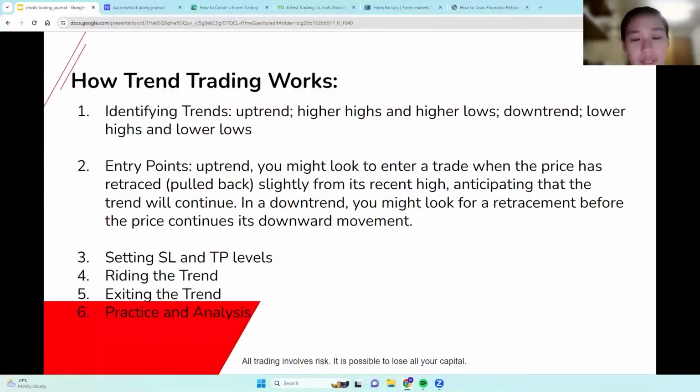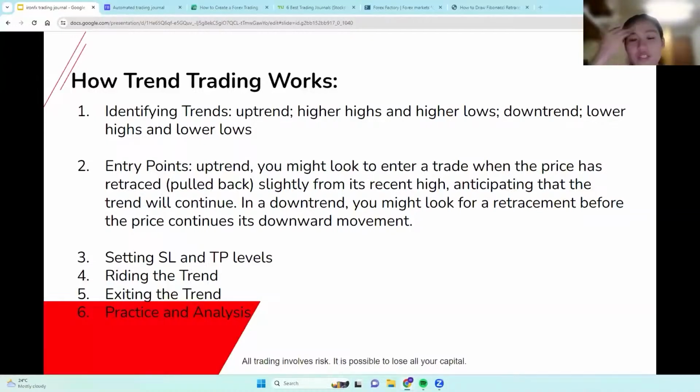So next we have setting stop loss and take profit levels. To manage risk, it's crucial to set stop loss and take profit levels. A stop loss is a predetermined price at which your trade will automatically close to limit potential losses if the market moves against you. A take profit level is where you decide to exit the trade to lock in profits before the trade potentially reverses.